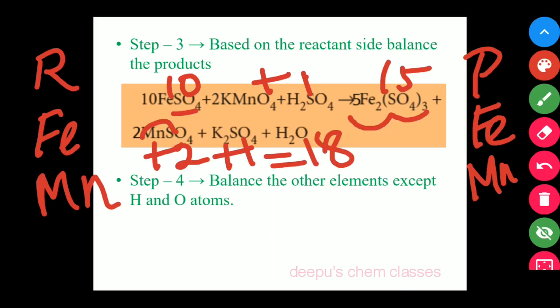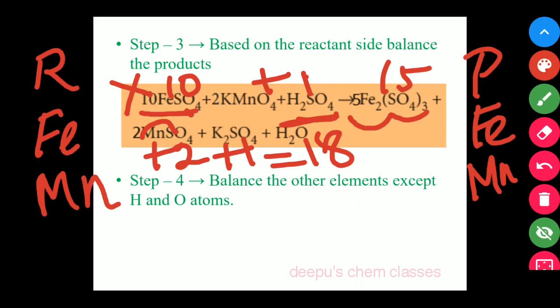We have fewer sulfur atoms on the reactant side, so we have to balance that on the reactant side. If we touch ferrous sulfate, it will automatically alter the balancing on the product side also. We have already done that, so we should not touch this one. What is remaining? Sulfuric acid alone is remaining. So here we can balance that.